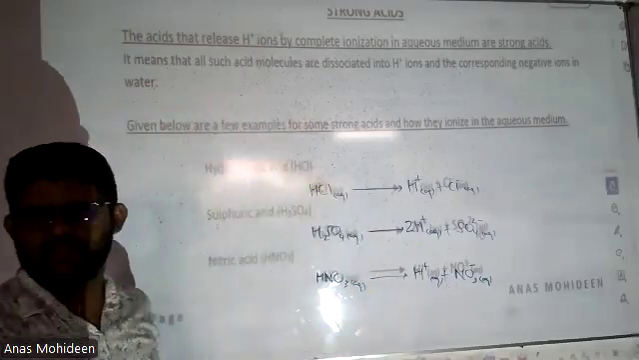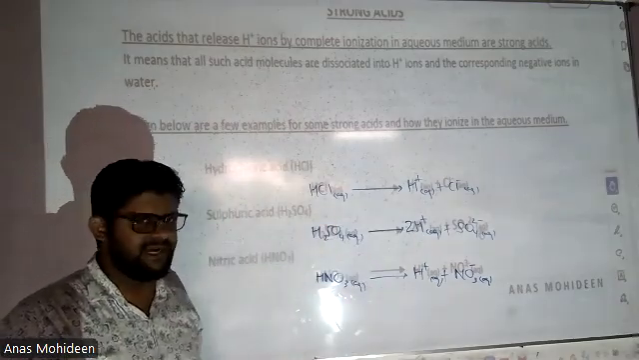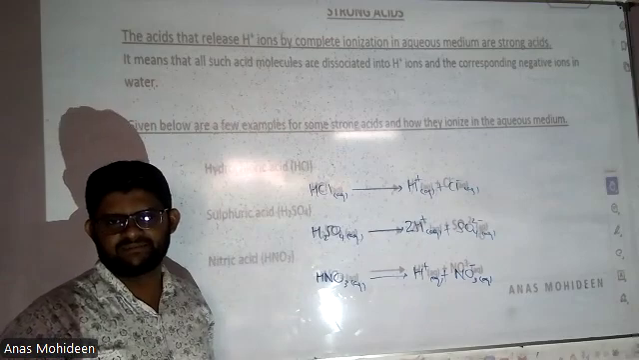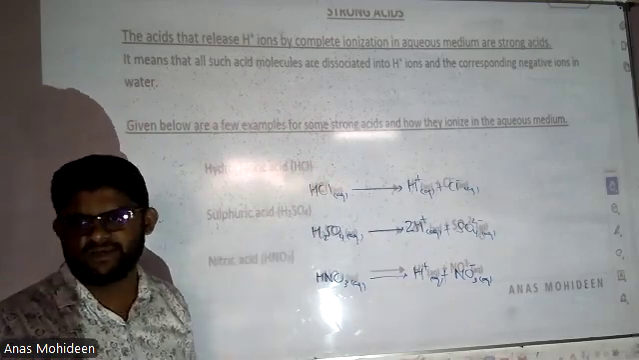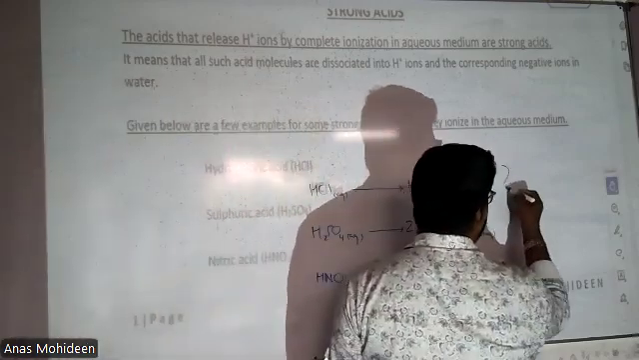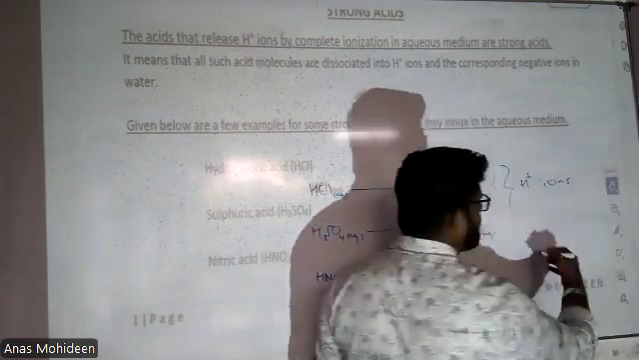Plus and minus balanced. So all the examples show hydrogen is completely ionized. What acids are they? Strong acids. So just write here: hydrogen plus ions are completely ionized.